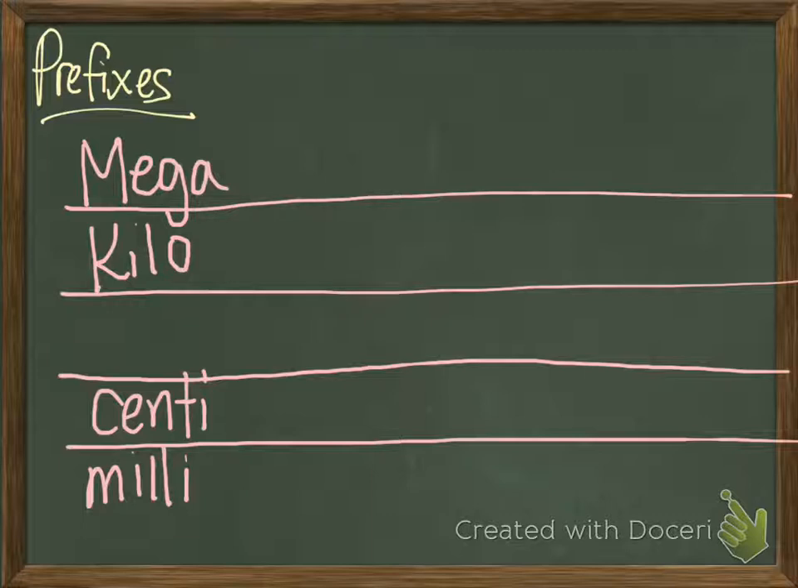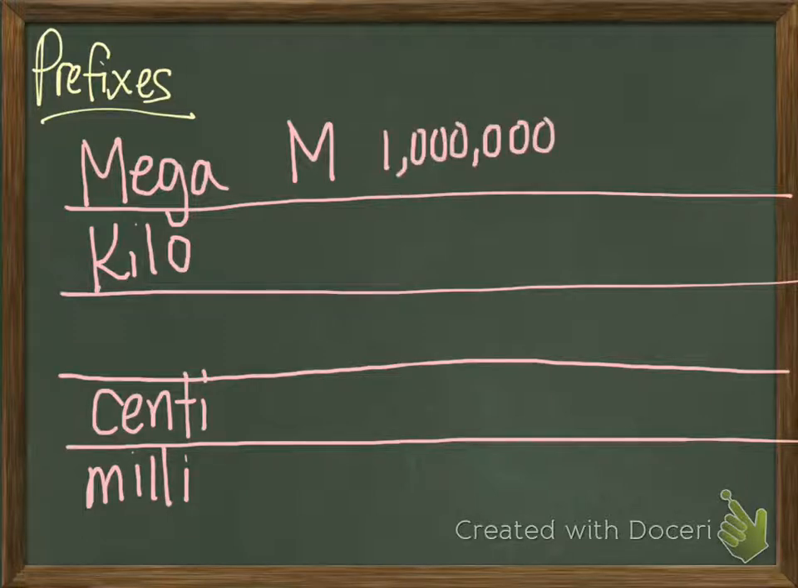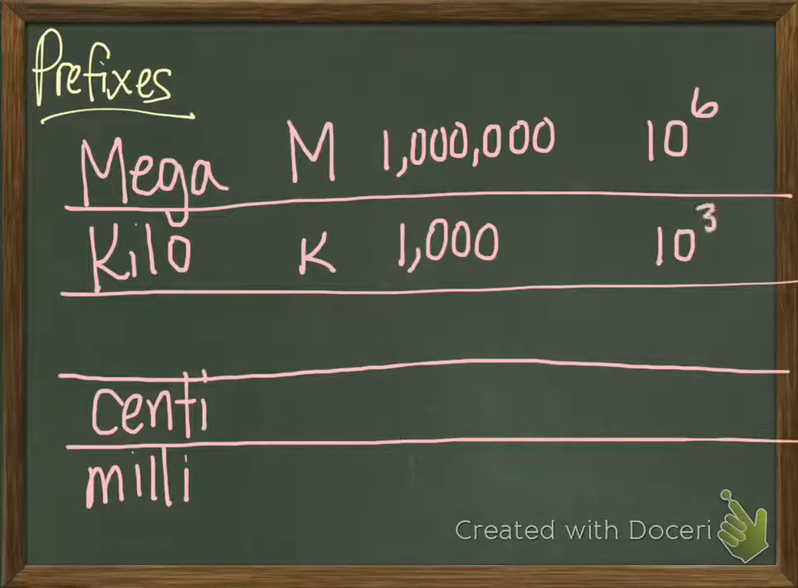Now, mega, as you might imagine, means large, and it's given by the abbreviation capital M. That capital is really important. Mega means 1 million of something, and its exponential factor is 10 to the 6th. Okay, let's look at kilo. Kilo is represented by the abbreviation lowercase k, and kilo means 1,000 of something. So its exponential factor is 10 to the 3rd.